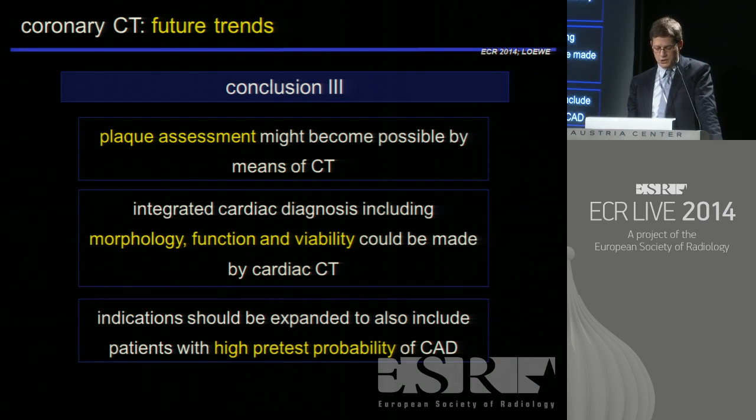And I'm pretty sure that the indications will be expanded and will also include patients with a high pre-test probability in the very near future.